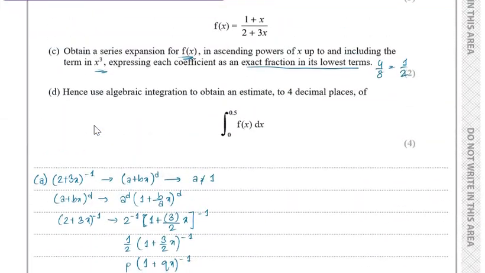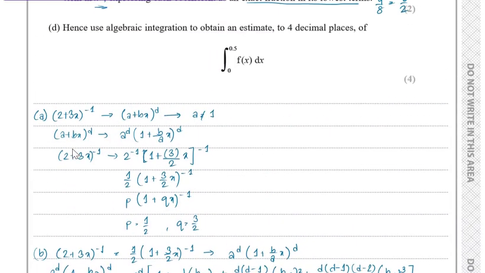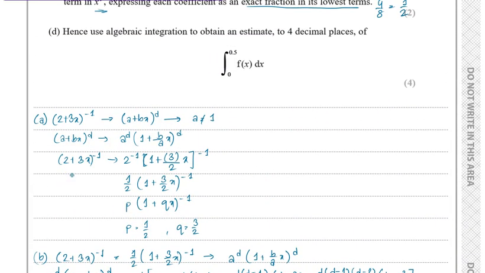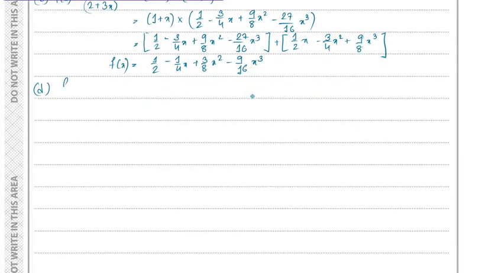So this is the answer for part C. This is f(x). So for part D, hence using algebraic integration to obtain an estimate to 4 decimal places of the integral, the limits are given as 0 and 0.5 of f(x) dx, and we already know f(x) to be (1 plus x) divided by (2 plus 3x), and we expanded that in part C.